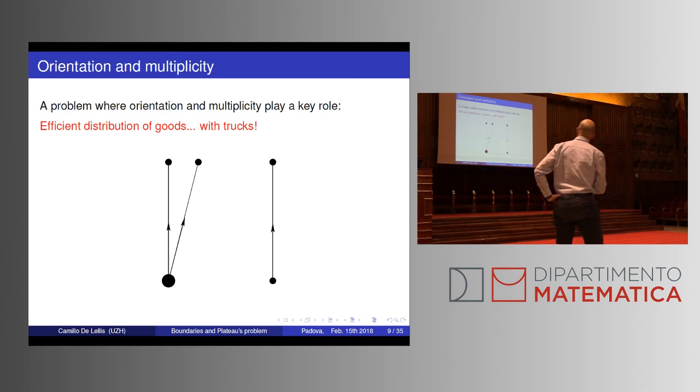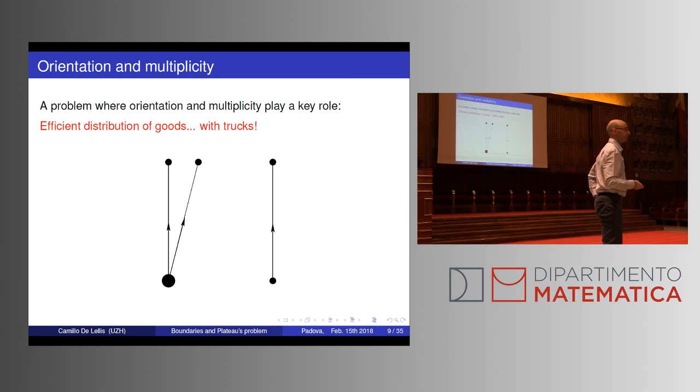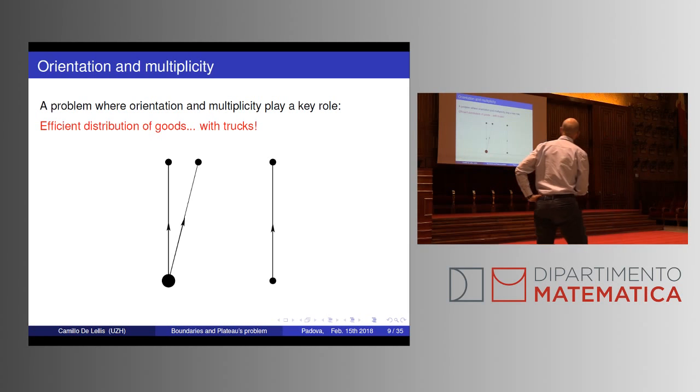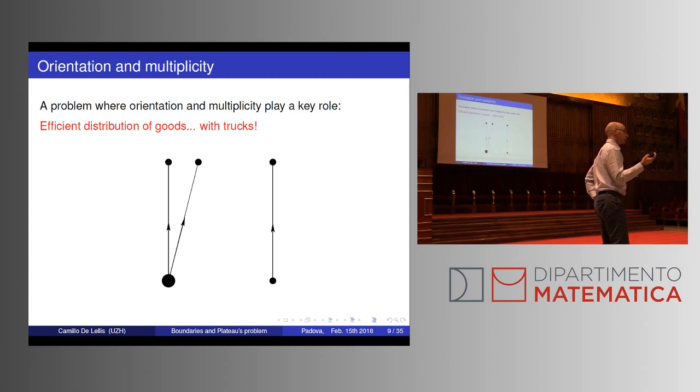You have some factories which are producing some goods here. These are the factories. And you have some cities where you actually want to distribute the goods. The dots now are slightly different. For instance, you see that this dot is twice as big as this dot over here, and the reason is that this factory is producing twice as much goods as this factory over here.